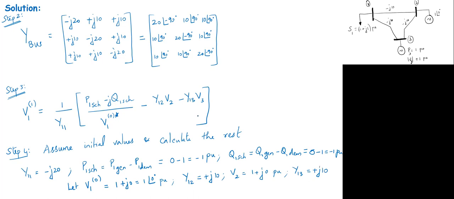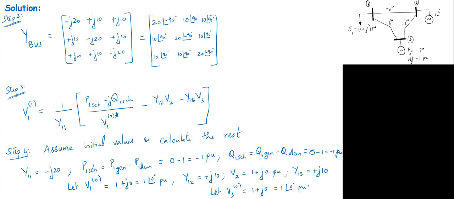And finally, V3. Now, interestingly, V3's magnitude is known, but the angle is something that we do not know. And therefore, we need to assume an angle. For simplicity's sake, we are going to assume the initial angle of V3 to be zero. Therefore, let V3 initial value V3 of zero be equal to 1 plus J0 once again. In other words, the magnitude is specified as 1 per unit and the angle is assumed to be 0 degrees in per unit.